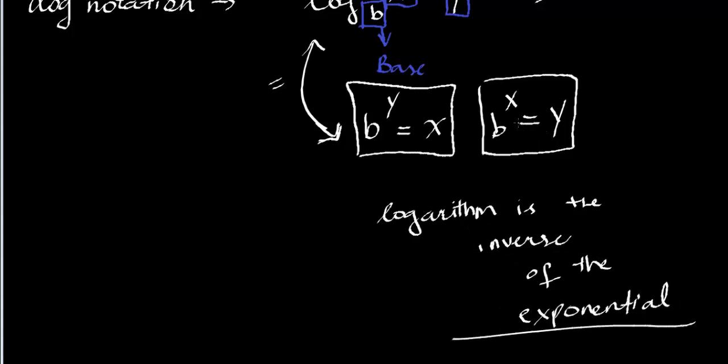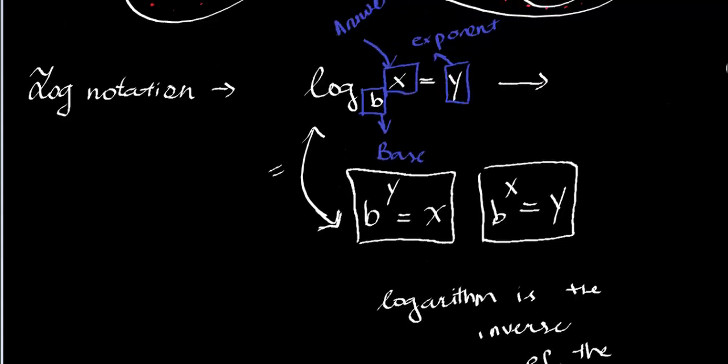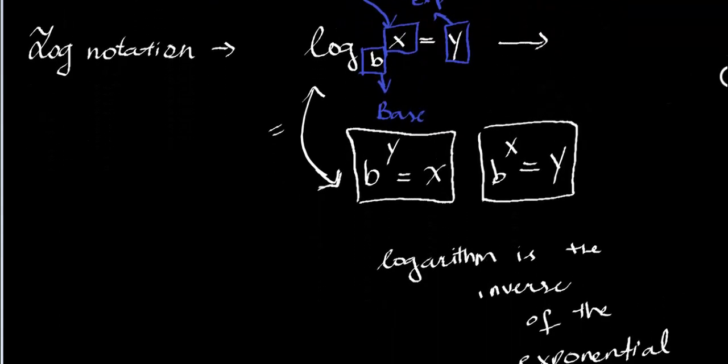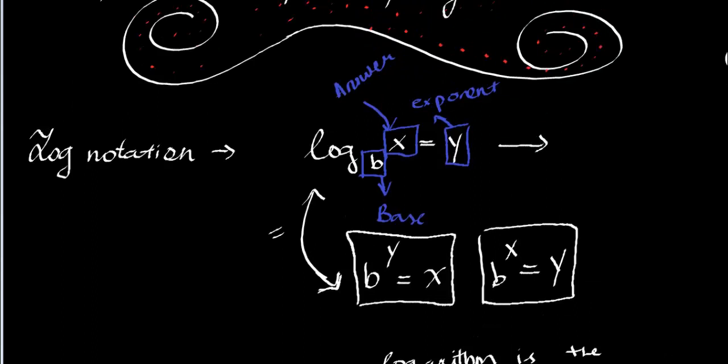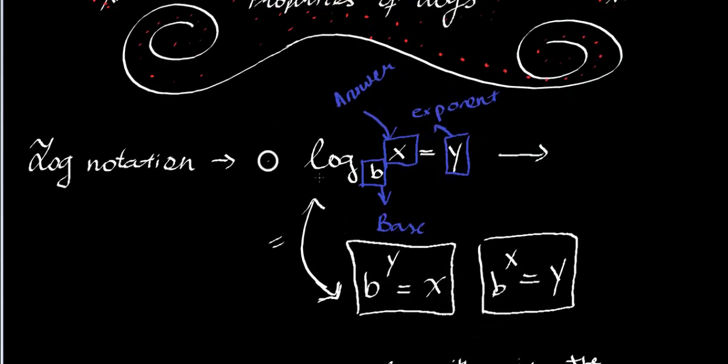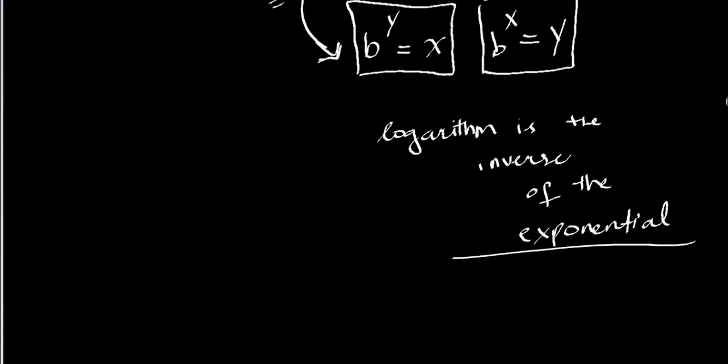Okay? So now that we know that, let's start with the properties, because this is the notation. This is it. This is in log form. This is the same thing but in exponential form. Okay? Now let's start with the 3 log properties.